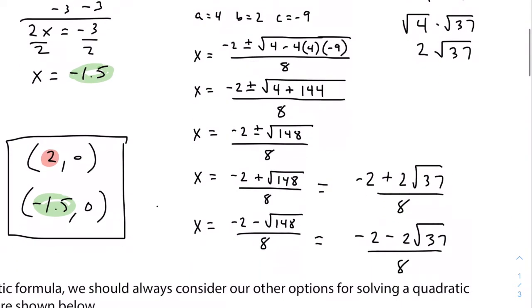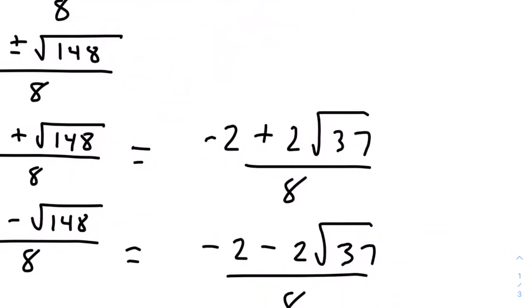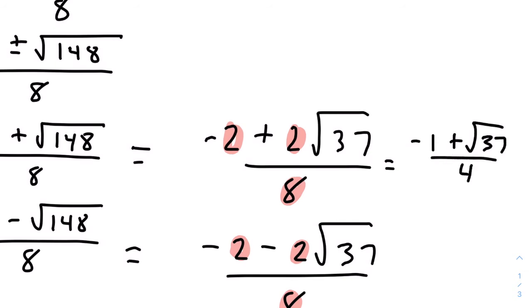And then this is where the math gets kind of tricky. We can simplify that a little bit further because this is a 2, this is a 2, this is an 8. So I can eliminate a 2 from all of these, right? So we end up with negative 1 plus the square root of 37 over 4. Okay, so I factored a 2 out of everything. And I don't have to bring it along because in this case it actually disappears. And then negative 1 minus the square root of 37 over 4.